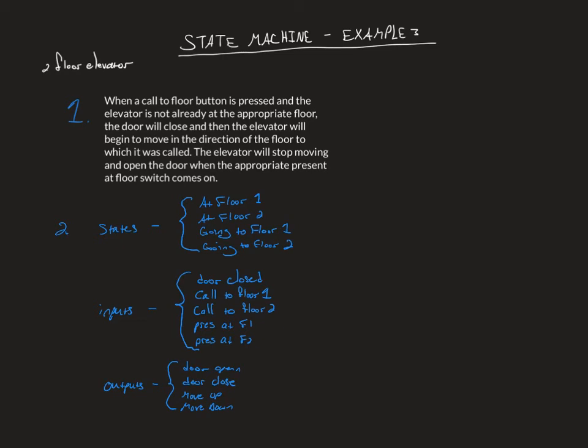Step 3. State transition diagram. Okay, so we're going to have an at floor 1. We will have an at floor 2. And we're going to have a going to floor 1 and a going to floor 2.